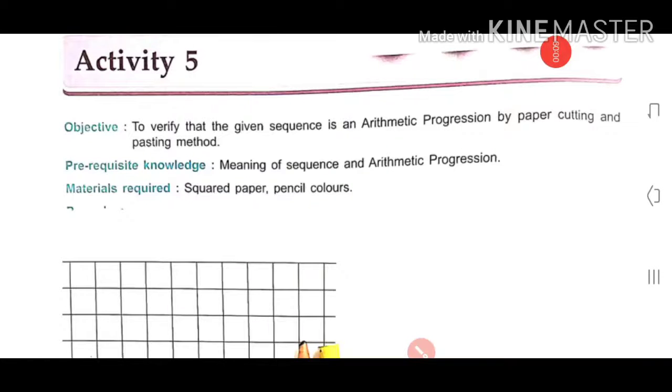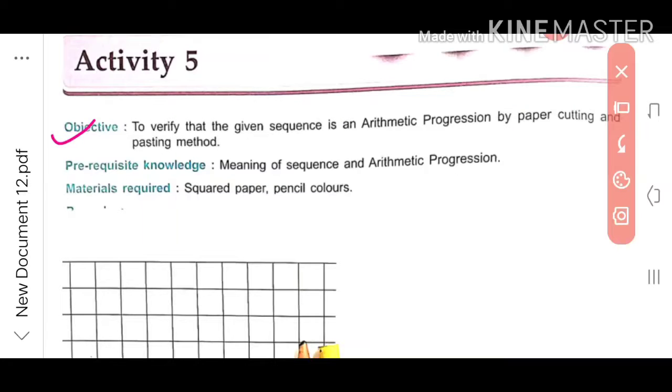Good morning, students. We will do activity number 5. This is a very interesting activity, very good activity. And this activity is related to the topic arithmetic progression that we already completed. Now here the objective is to verify whether a given sequence is an arithmetic progression by the paper cutting and pasting method.